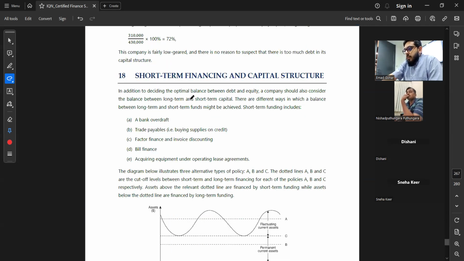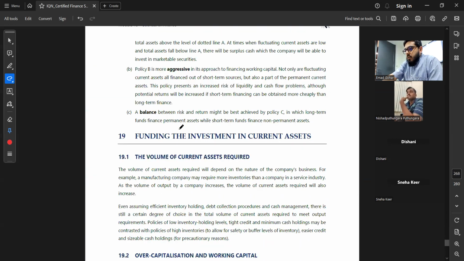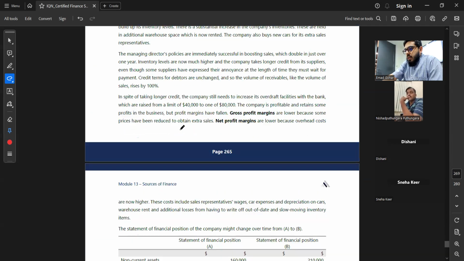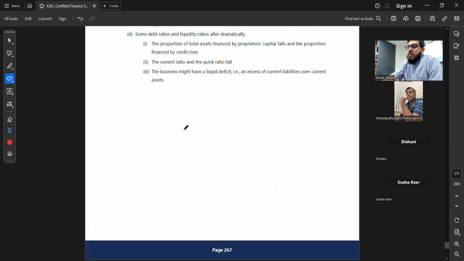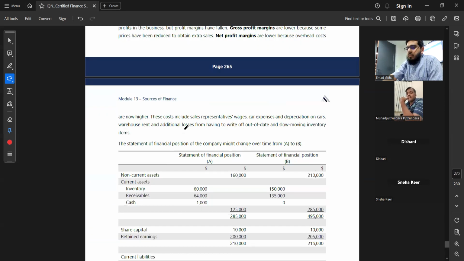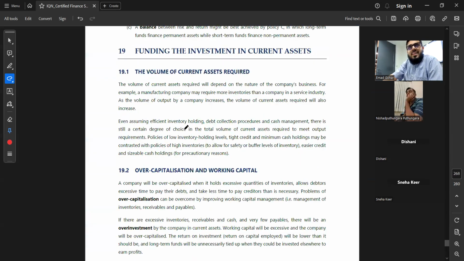So then they are talking. How many pages remaining? 5 pages remaining. We are almost there.